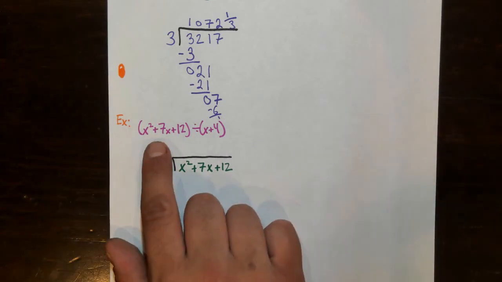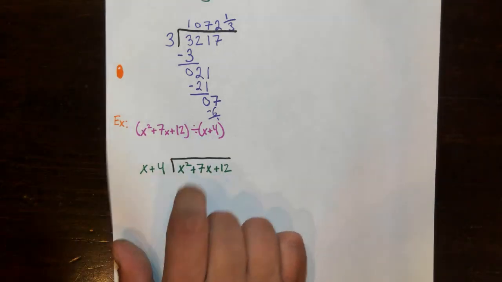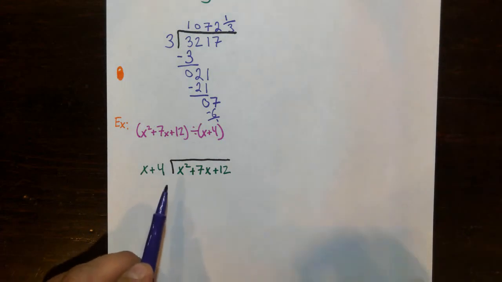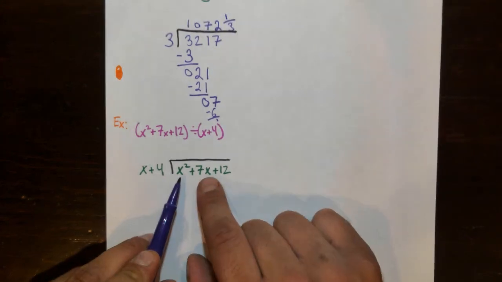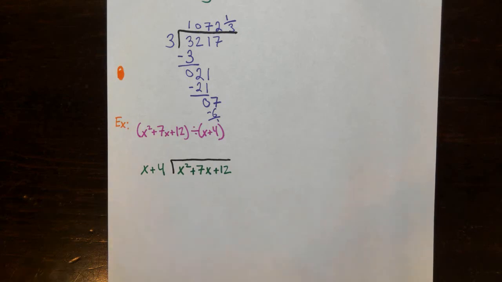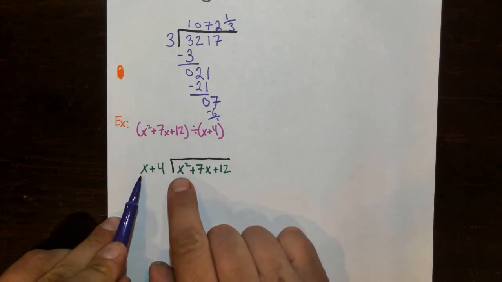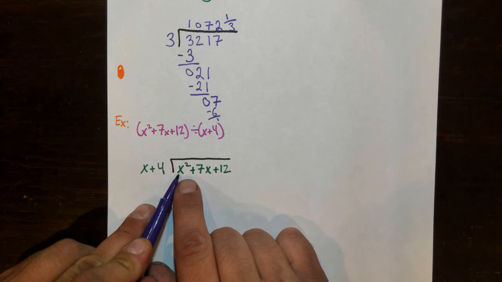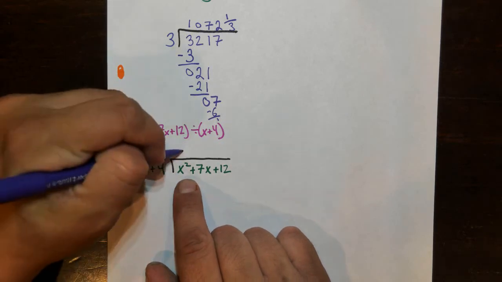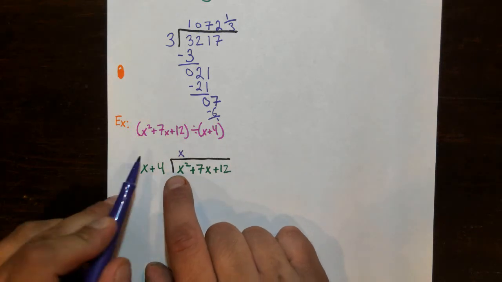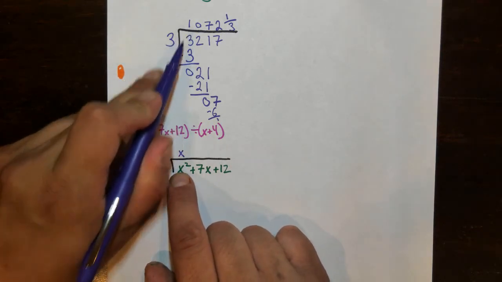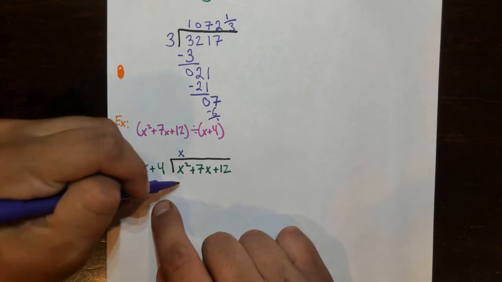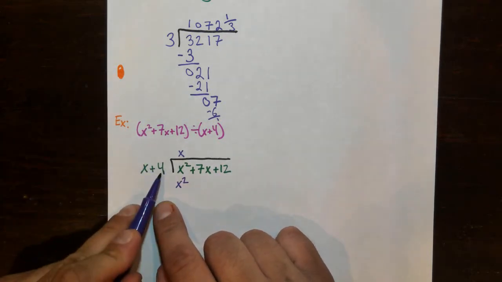So let's say I have x squared plus 7x plus 12 divided by x plus 4. I'm going to set it up the exact same way as normal long division, where I have what I'm dividing by on the outside and what I'm dividing into on the inside. Now, this is what we're going to want to do. Take a look at the first terms and think, okay, x times what gives me x squared? In this case, it's x, because x times x is x squared, right? Just like up here, where we multiplied 3 by 1 to get our number down here, we're going to multiply x by both of these terms. So x times x is x squared. x times 4 is 4x.